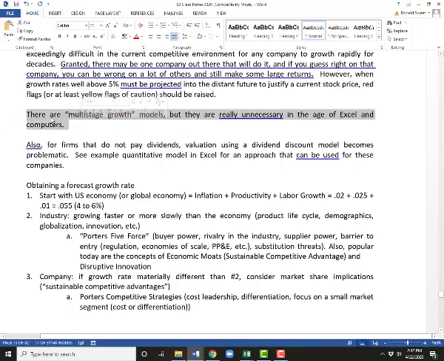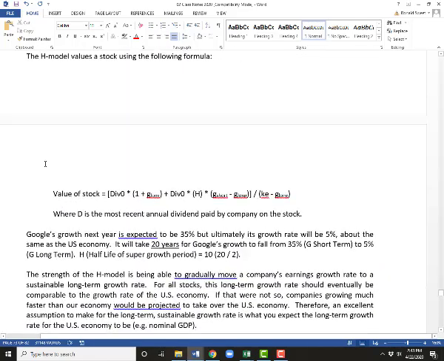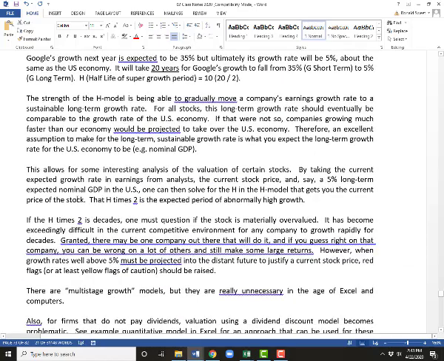So I see no reason, if you have a class that requires you to memorize one of the multi-stage growth formulas, email me and maybe I can talk to the professor and get you out of that, because I think it's a waste of time to memorize something like that. I don't know anyone in finance who actually has these formulas memorized anyway. They're just not worth it. I do think, if you're a finance major, you should know the H model forever. It's a really good model to have in your hip pocket.